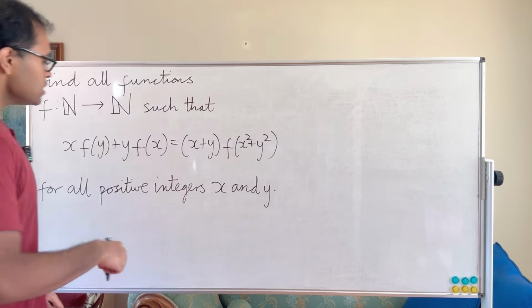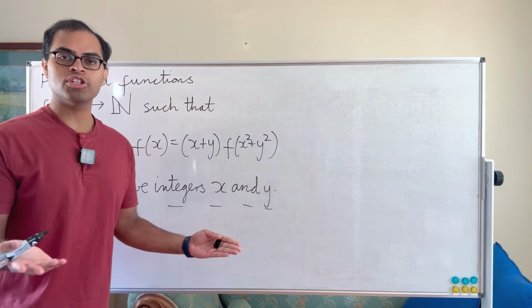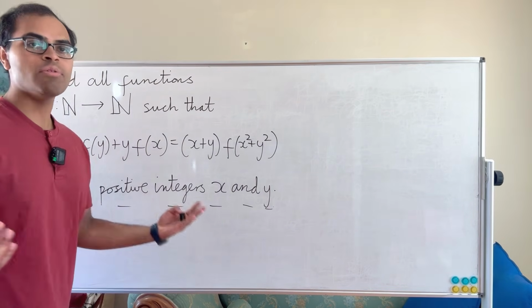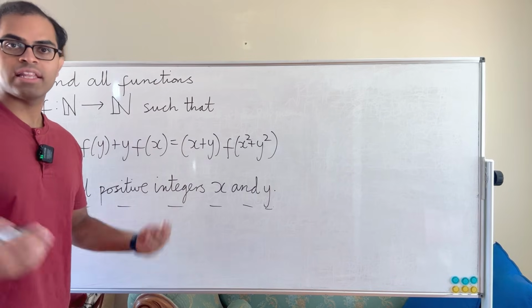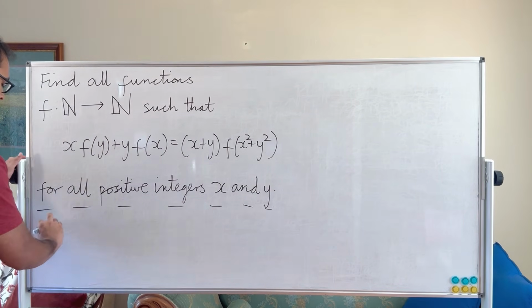So let's just get started and try to understand what's going on. Always the first approach with functional equations, the simplest thing to do is to plug in some values of x and y and see what information we get. Ideally small values of x and y. Okay, so let's plug in x equals 1 and y equals 1. That's the simplest value.